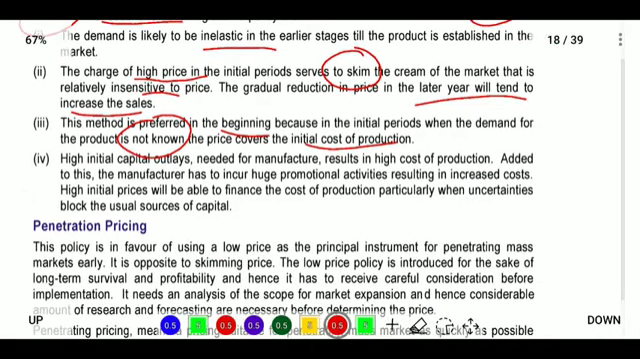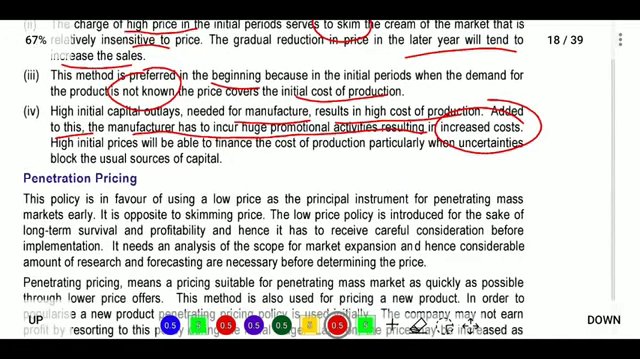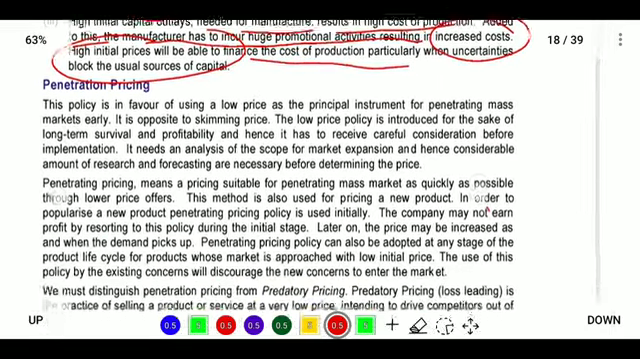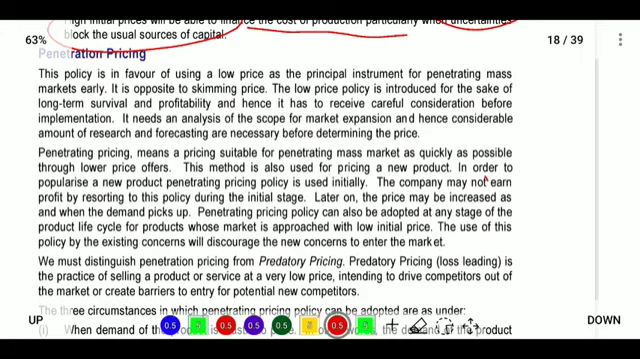Next, a high initial capital outlay is there for any product being introduced. We have initial investment outlay needed, for example, for a furniture manufacturer, resulting in a high cost of production. In addition, the manufacturer has to incur huge promotional activities, resulting in increased cost. Here high initial prices will be able to finance the cost of production, particularly when uncertainties block the usual source of capital. Now we will go for the penetration strategy.